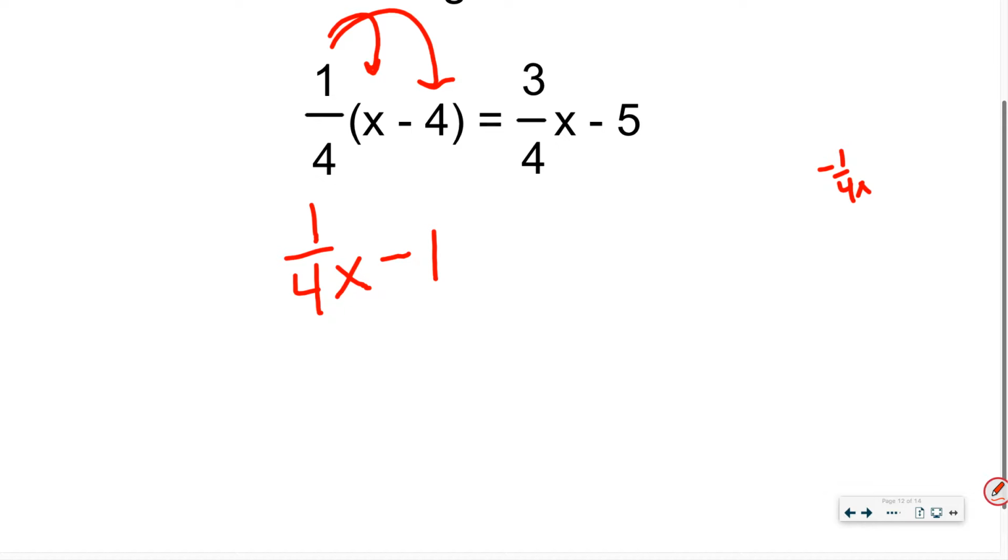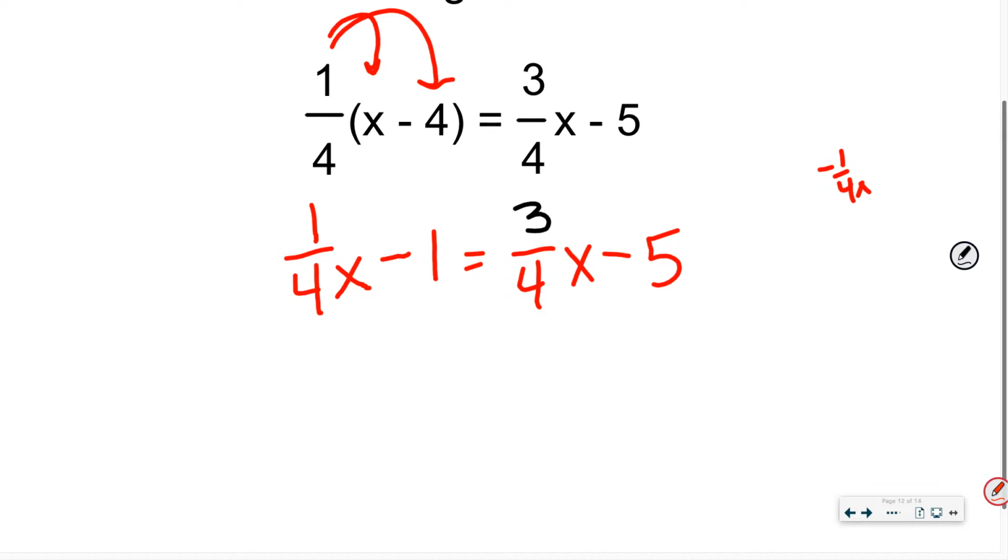How did we get -1? You multiply 1/4 by -4. It would be -4/4. That's a -1. And on the other side, now what? Here comes the mistake.